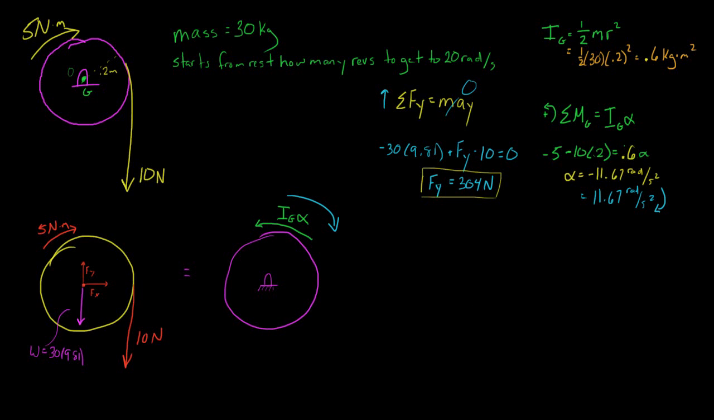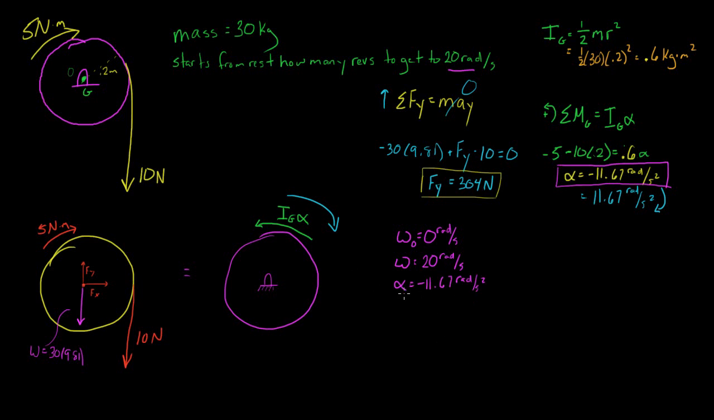And we're going to use this piece of information right here to figure out how many revolutions we need to get to 20 radians per second. Now, this is sort of kinematics. We know that we start from rest, so our angular velocity when we start is equal to 0 radians per second. We're interested in getting to 20 radians per second, so the angular velocity we want to get to is 20 radians per second. Our angular acceleration is equal to minus 11.67 radians per second squared.